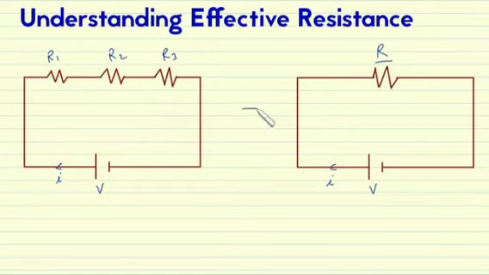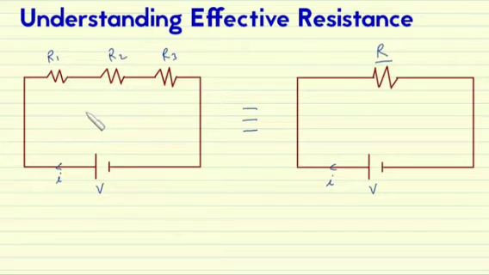Effectively both these circuits are the same because both of them are drawing current I from the battery, and replacing R1, R2 and R3 by a combined resistance R won't make any change at all. So the effective resistance of these three resistors is R, because if we replace them with a single resistance, there is no change in the circuit. So this was the case of a series circuit.